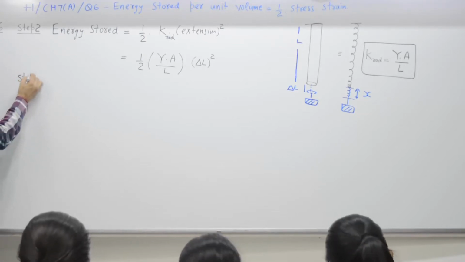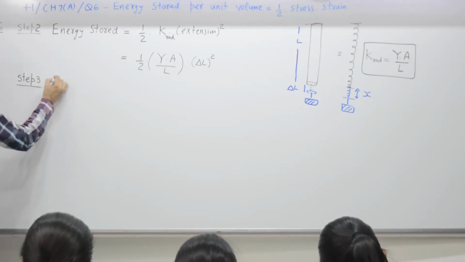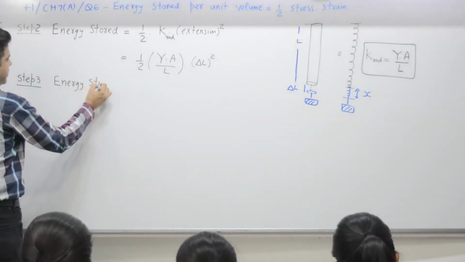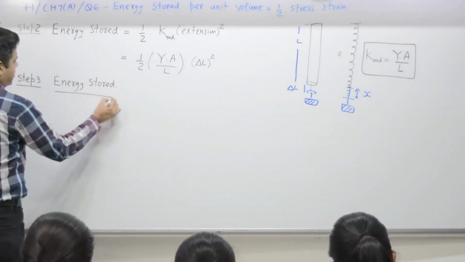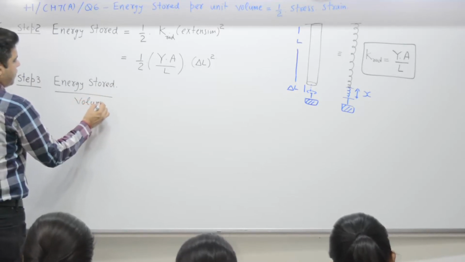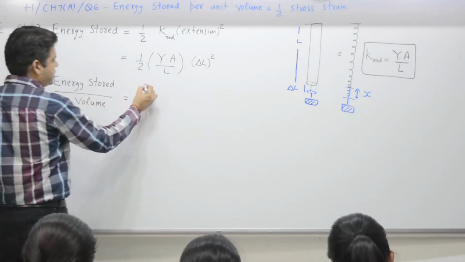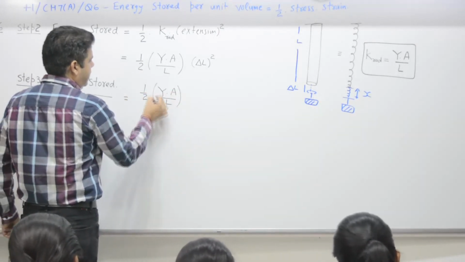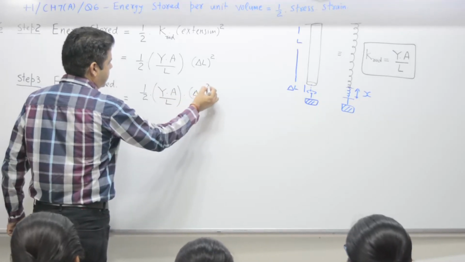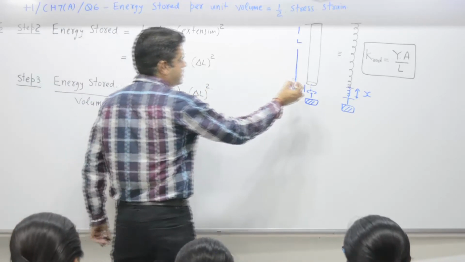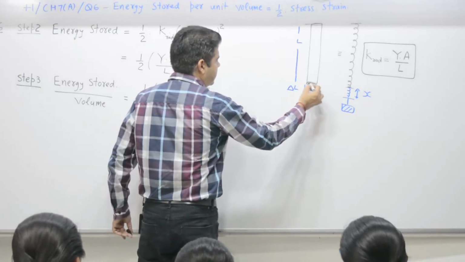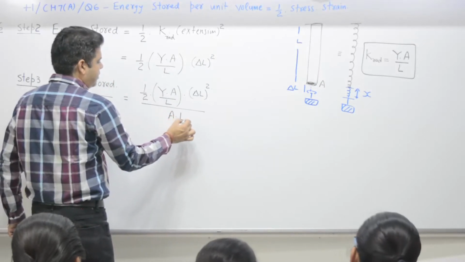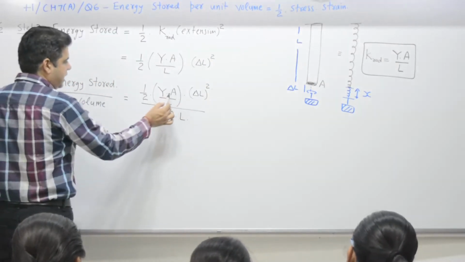Step 3. Energy stored per unit volume, that is energy density. Energy stored per unit volume of the wire. Energy stored is 1 by 2 Y A by L delta L square. Volume of the rod: cross sectional area is A, length is L, volume is A into L.